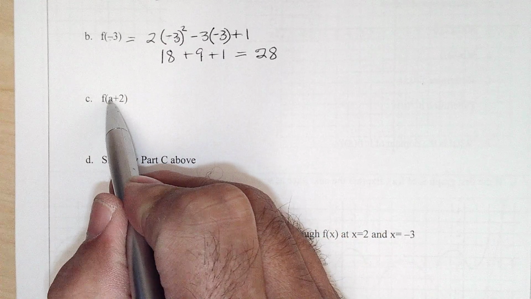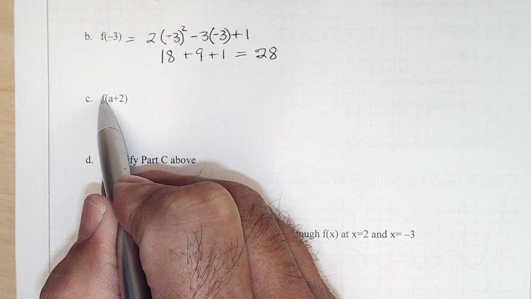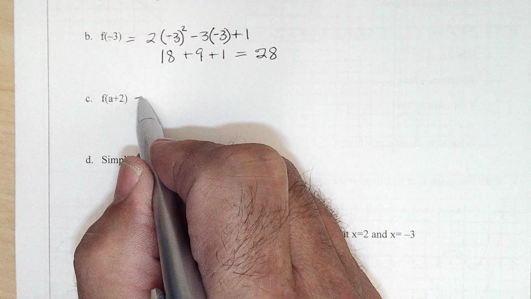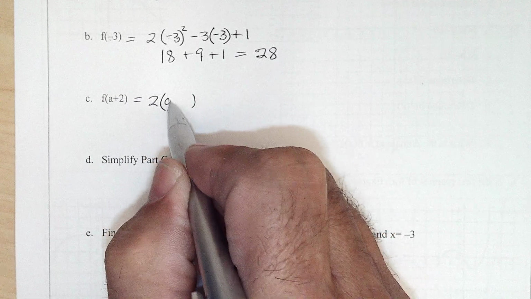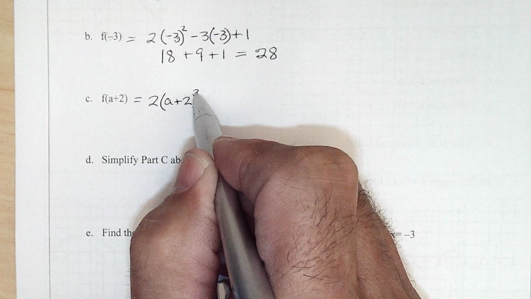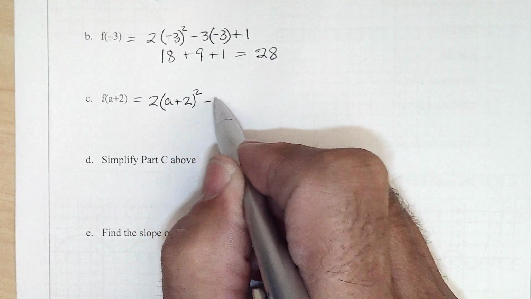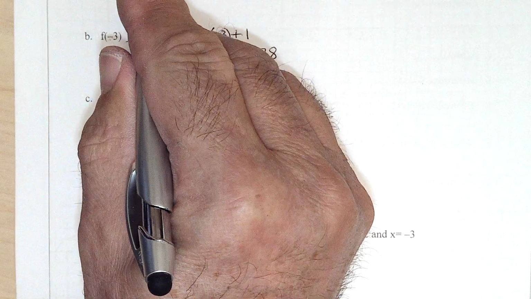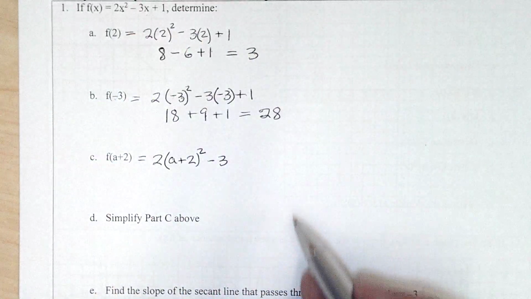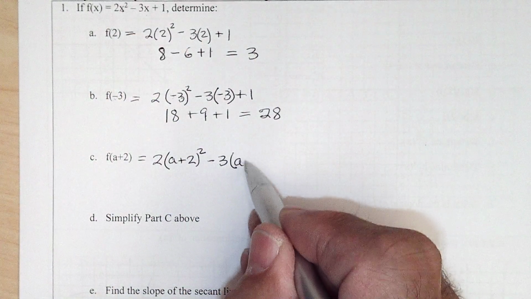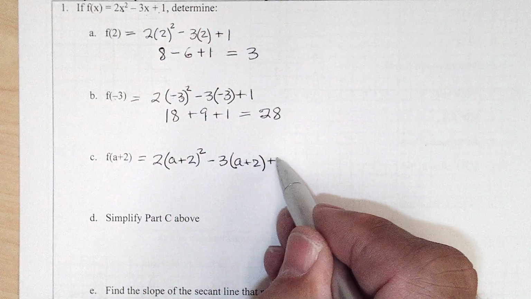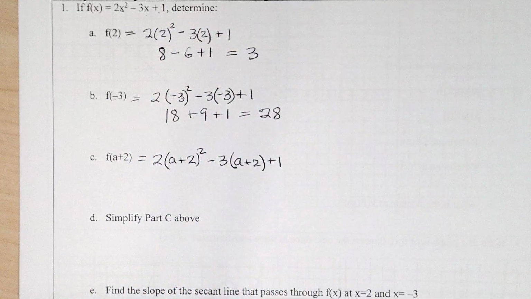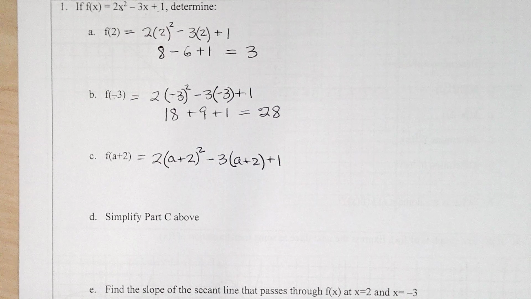So this says put a plus 2 in for the x's. So it's 2. Here comes an x, and we got to put a plus 2 there. Minus 3. Here comes an x, so we got to put a plus 2, plus 1. Every x gets replaced with an a plus 2.